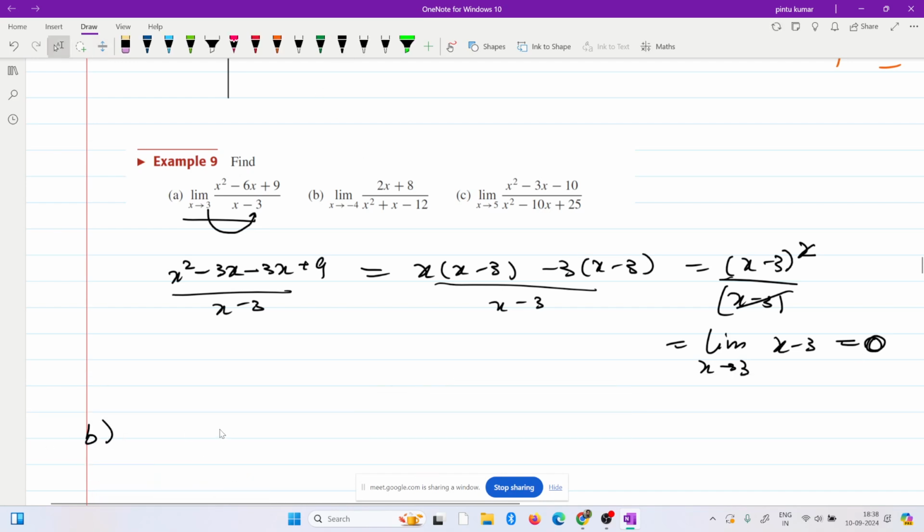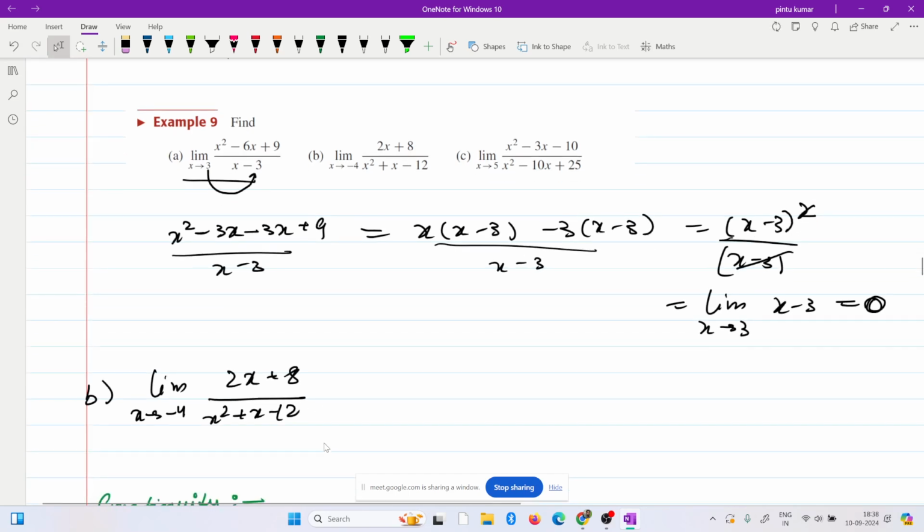Let's look at B part. B part is limit x tends to −4, (2x + 8) divided by (x² + x − 12). Okay. So if we put the value of −4 in the denominator, what we would obtain is 16 − 4 − 12, which is equal to 0. You can't have the denominator be 0. So let's try to split it.